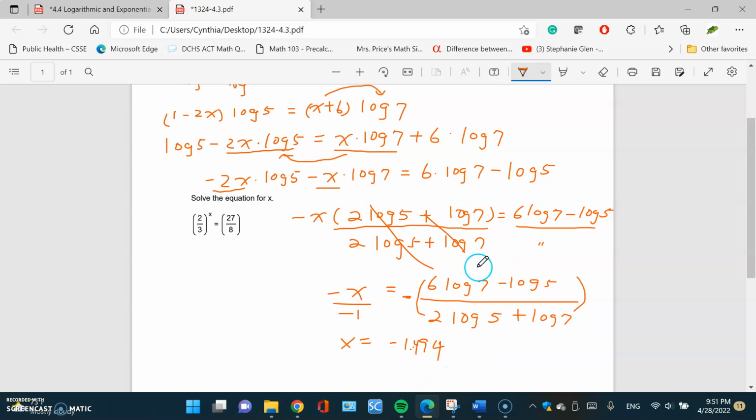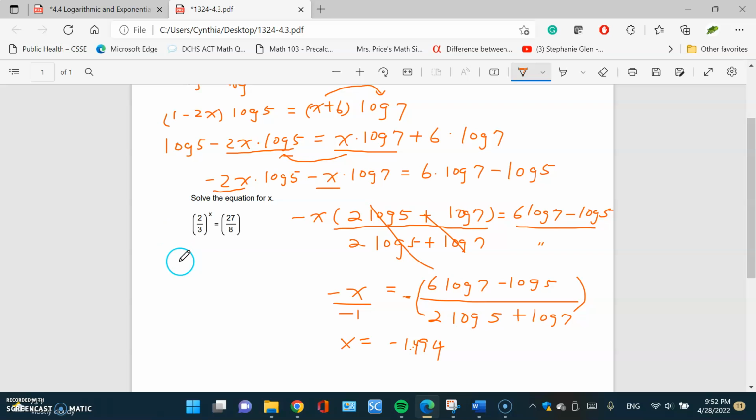Alright, so the way you input to the calculator, you simply put a 6 multiplied by log 7, then you minus log 5. Everything divided by 2 log 5 plus log 7. And whatever number that is produced here, you simply add a negative sign to it.